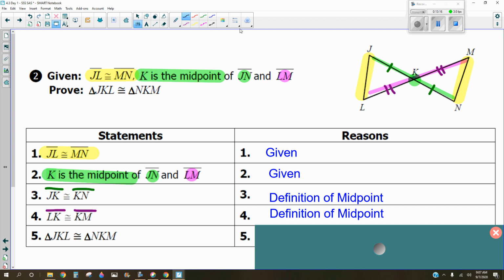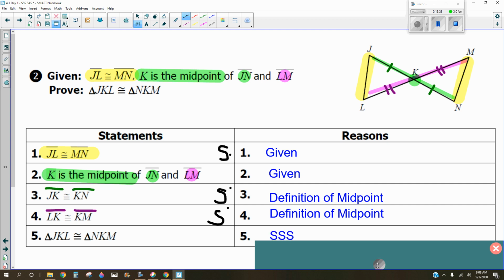So let's look at our picture. JL and MN, that's one side. That's the yellow side. The two green sides matched. So that's a side, that's a side. The two purple sides matched. So now I have a side, side, side. So I can say the left triangle is congruent to the right triangle using the side, side, side rule.